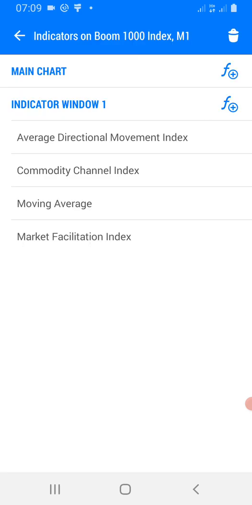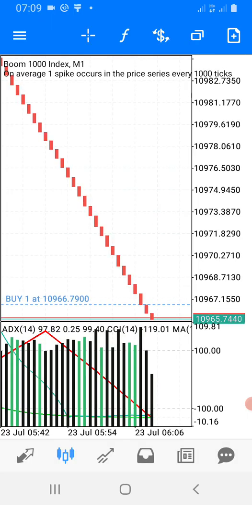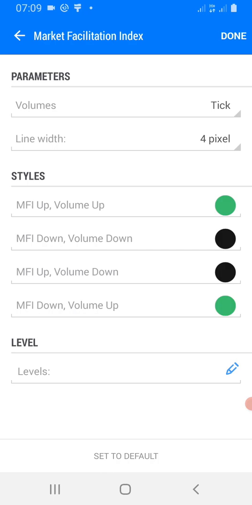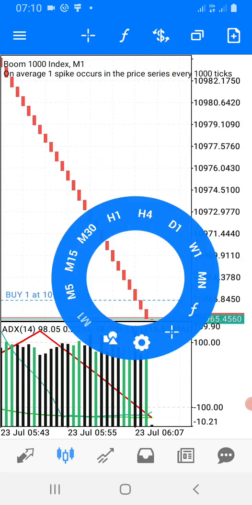Then the next indicator is the moving average, period 10, shift 0, method simple, apply to close. The star is 4 pixel. You can use color red. Then you click done. The last indicator is the market facilitation index, which you use volume tick, line width 4 pixel, the MFI up green, MFI down black, just as you can see on my screen. Then you click done. You're good to go. So this strategy works.